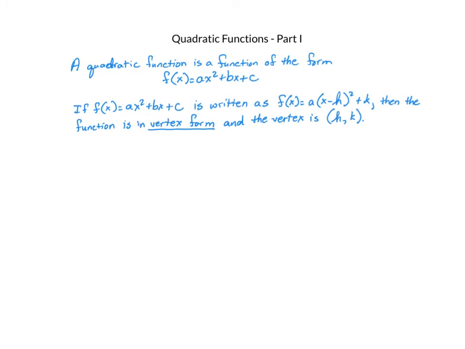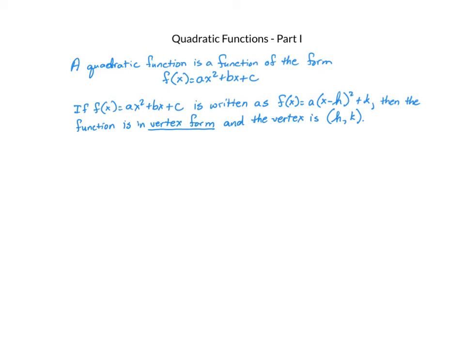Each quadratic function can be written in this form. When the quadratic function is written in this form, it's called vertex form, and the vertex is just at (h, k). The reason for this is that when the quadratic function is written in this form, we can just use our transformations to shift our parabola right or left and shift it up and down.